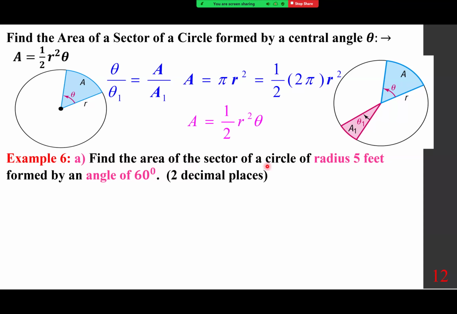We want to find the area of a sector of a circle of radius 5 feet formed by an angle of 60 degrees. We are going to use this formula. However, we know this is pi over 3 and you must use radians: half of r squared theta. This is the precise answer. This is an approximation. When you approximate, you pay attention to the number of decimals.